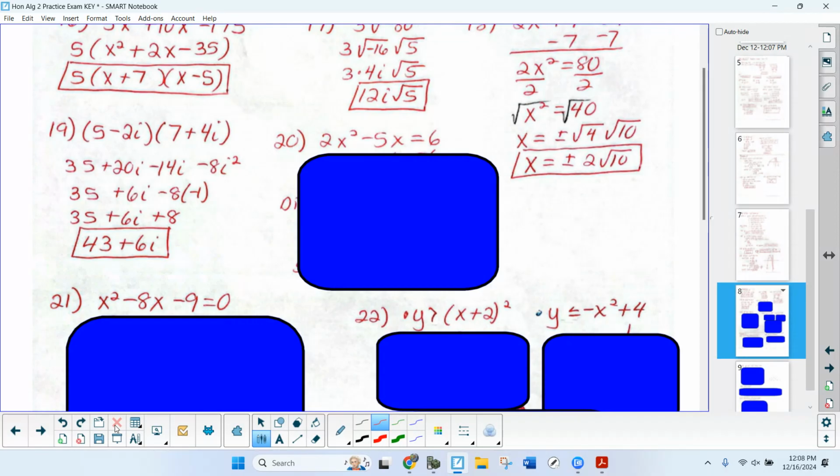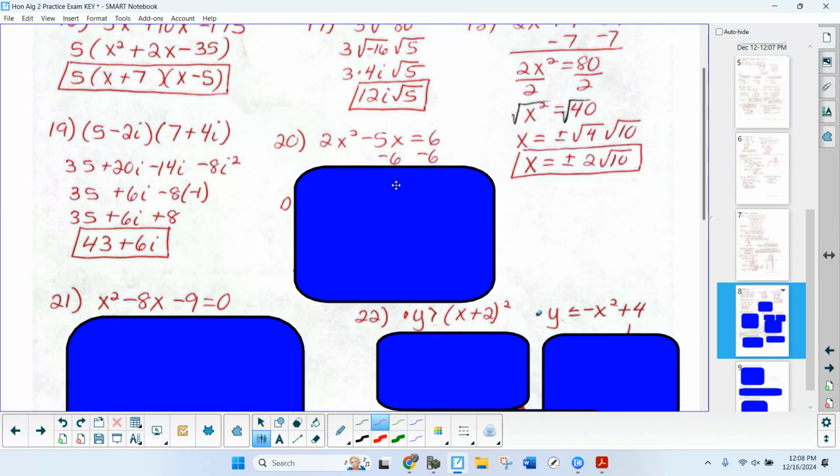Number 20. I had a couple people ask me here. Find the discriminant and then describe the number and type of solutions. Okay. I see the discriminant and I see your answer. Okay, talk me through. What is the discriminant? Just the part under the radical, the b squared minus 4ac. What did you have to do first to this equation, Landon? Subtract 6. And you got? 2x squared minus 5x minus 6.